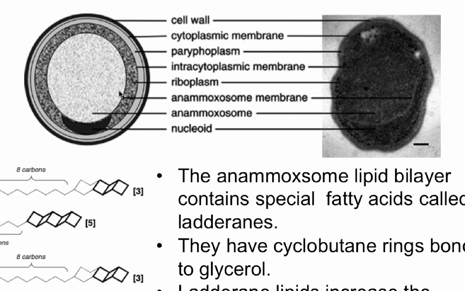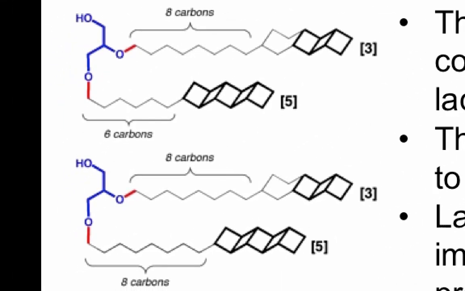The anammoxosome is this very large organelle found inside the microorganism. It has its own membrane surrounding the organelle. What is interesting about this membrane is that the lipid bilayer contains a special kind of fatty acids called ladderanes. The ladderanes are called such because they contain these cyclobutane rings that look like a ladder, and those kinds of fatty acids are joined together to blue glycerol molecules shown over here. Well, the molecules are not blue per se, but in the image they are.